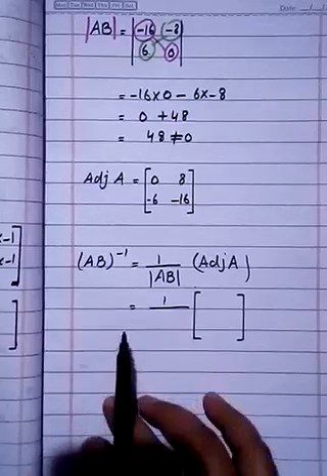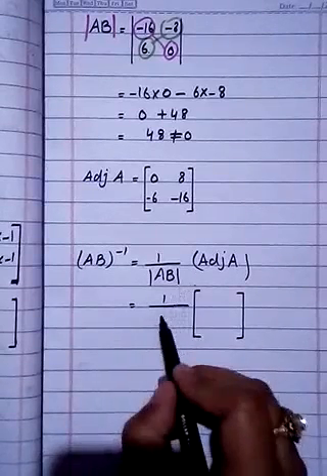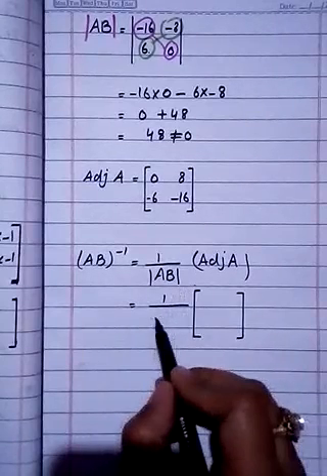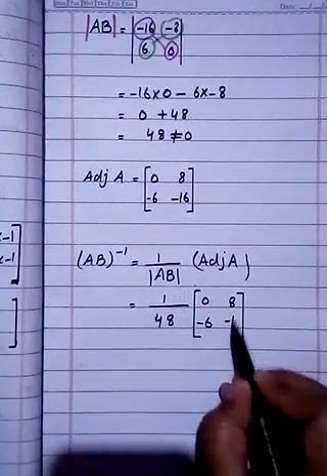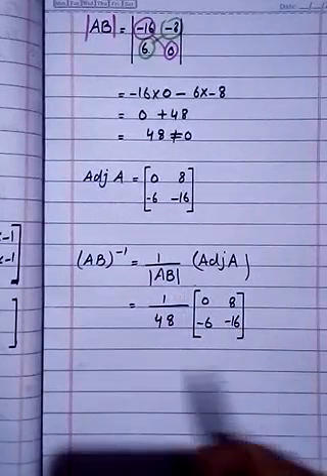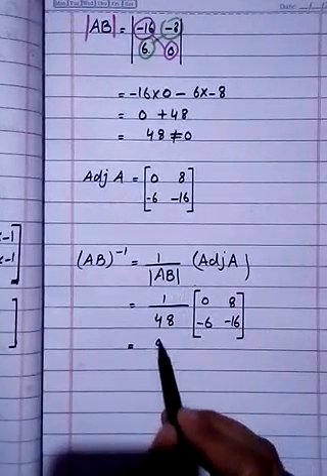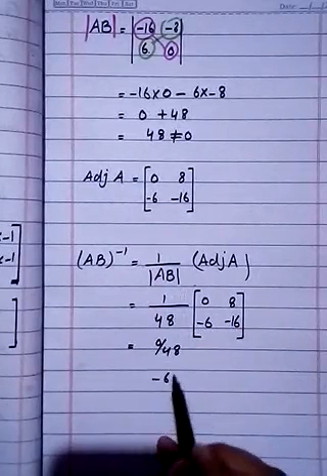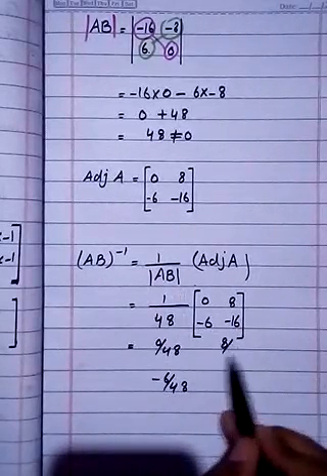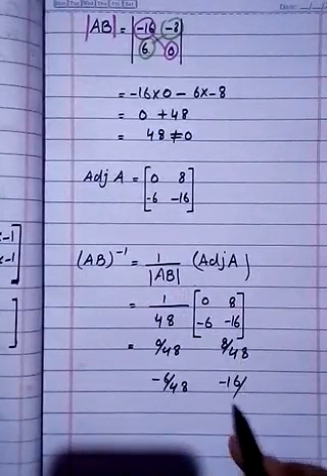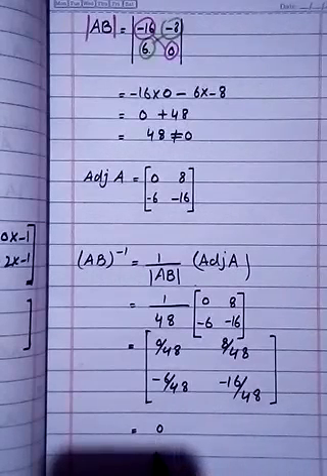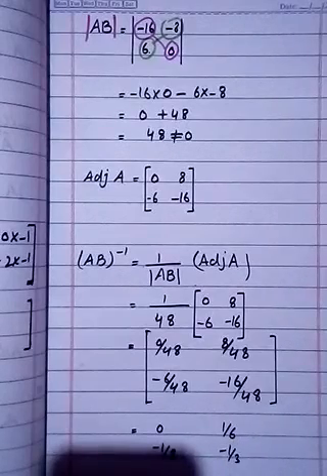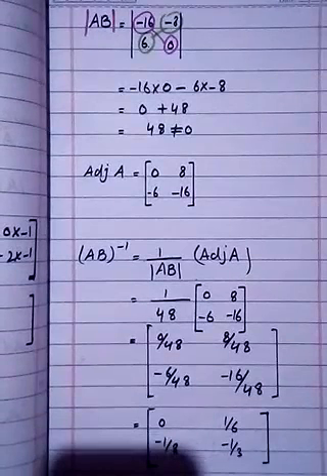Now you have to put the values in the formula of AB whole inverse. So 1 by 48 adjoint A: 0, minus 6, 8, minus 16. Now you have to divide by 48. Each entry of adjoint A divided by 48. Minus 6 by 48, 8 by 48, minus 16 by 48. Now after cutting you have 0, minus 1 by 8, 1 by 6 and minus 1 by 3. That is the answer of the left hand side.